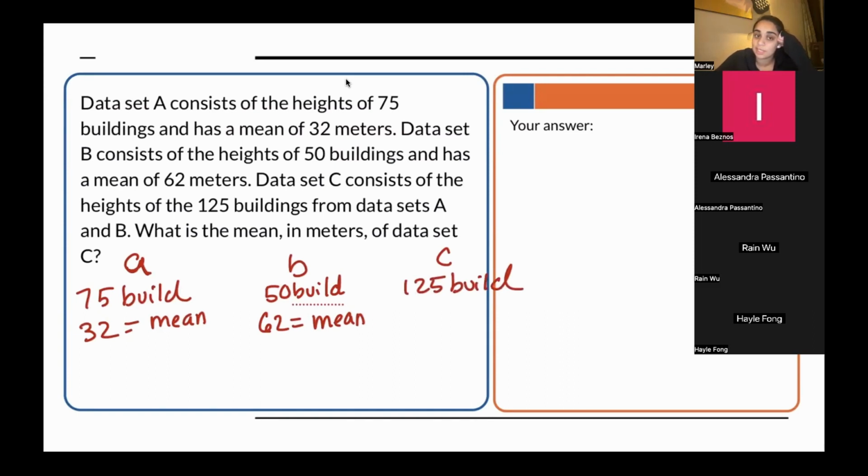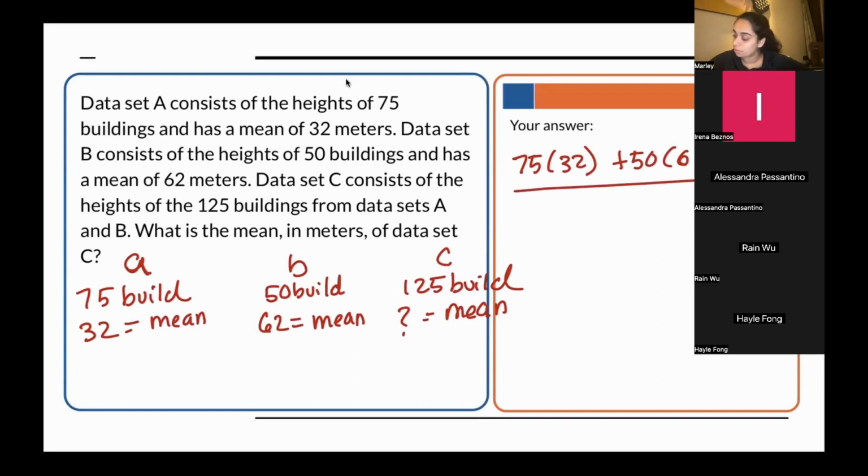And so it's asking what is the mean in meters of data set C. It might make sense in your head to just add 32 plus 62 and divide by 2, but that's not correct because it's not weighted correctly. We would do 75 times 32 plus 50 buildings times the mean of 62. So we take the mean times the buildings in each data set to get our big number, the total, before we had gotten the means for both A and B. And then we divide the whole thing by 125. And that gives us X, which is our mean.